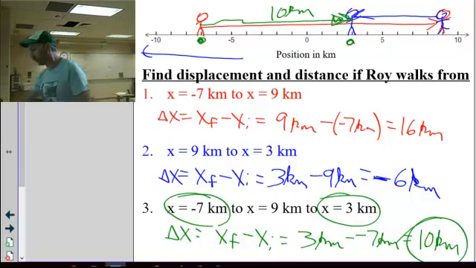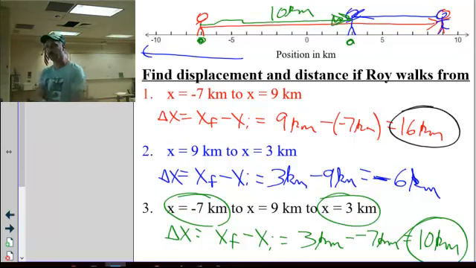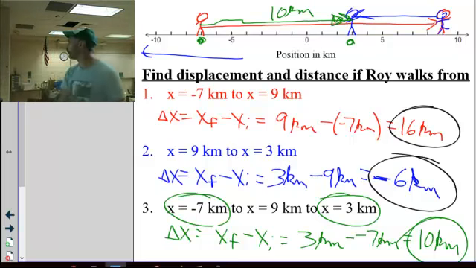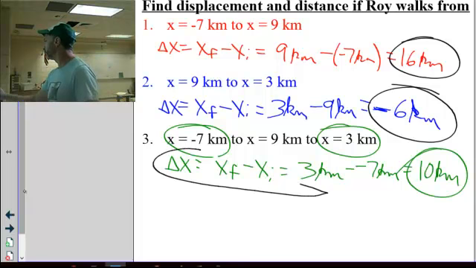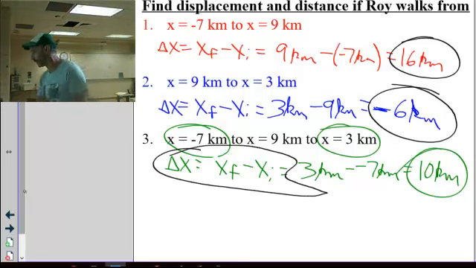Now, the other way you can do it is to just add the individual displacements, right? The displacement for the first part was 16 kilometers. In other words, he went 16 kilometers forwards. Then he came 6 kilometers back for a net of 10 kilometers forward, right? 16 plus -6 gives you 10. But ultimately I really think that this is probably going to be your best bet, is to just stick with that one.